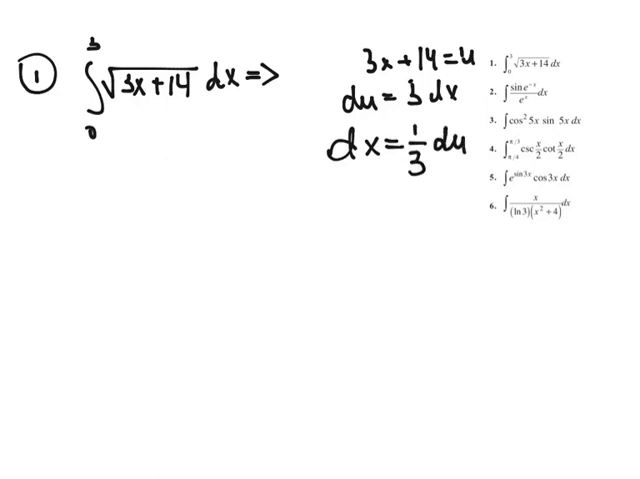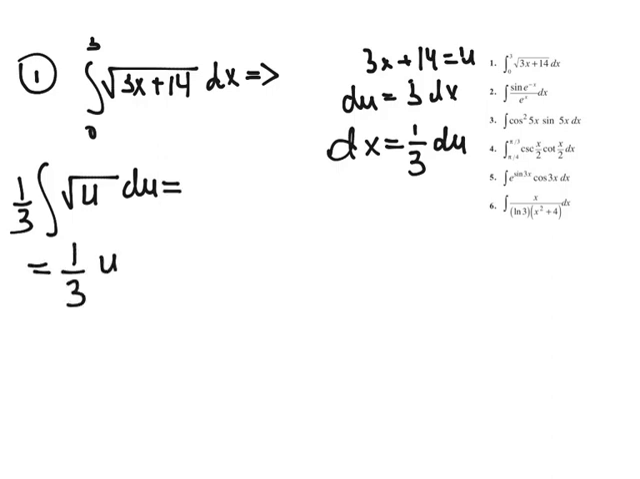Now we're ready to express our new integral. Do not use the same boundaries because your integral is going to be in terms of u. We have the square root of u. Now dx is 1/3 du, so let's pull the 1/3 out. This integral is easy to solve. I'm sure you can do it in seconds.